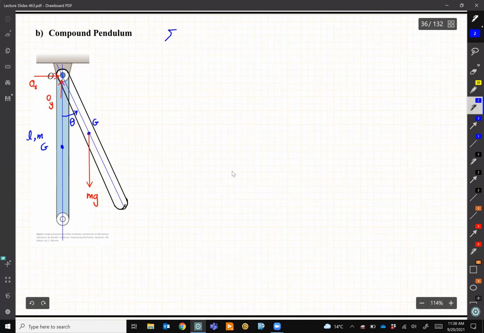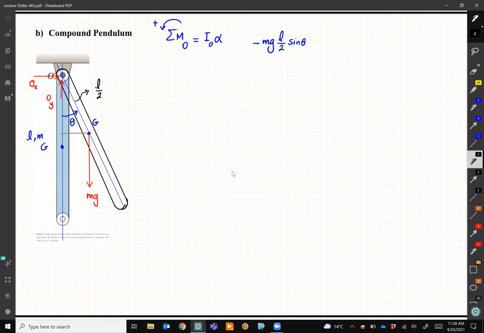So if I simply take the moment about point O, because it's a rigid body, it has a moment of inertia, I take the moment about point O, it is I_O alpha. Similarly, our positive direction was counterclockwise. So I would get minus mg multiplied by the distance, which is half of L sine theta, right? This guy is half of L, and this angle is theta. So this distance will be half of L sine theta, and it is negative because it tries to rotate it in the opposite direction of theta.